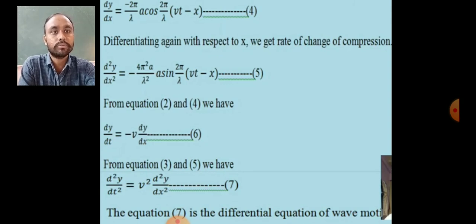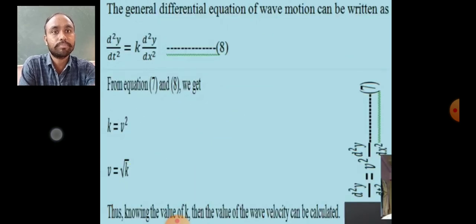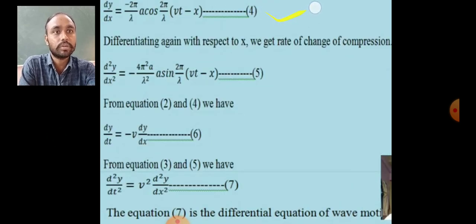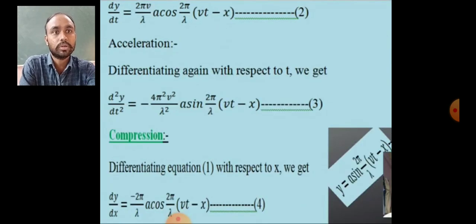So, using equations 2 and 4 you can get this dy by dt, or in simple words we can say substituting equation 4 in equation 2. Okay, in simple language, substituting or putting equation 4 in equation 2.